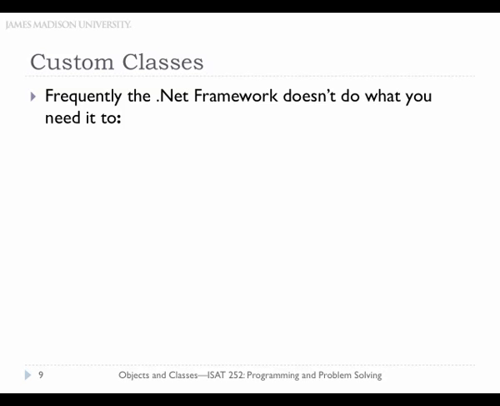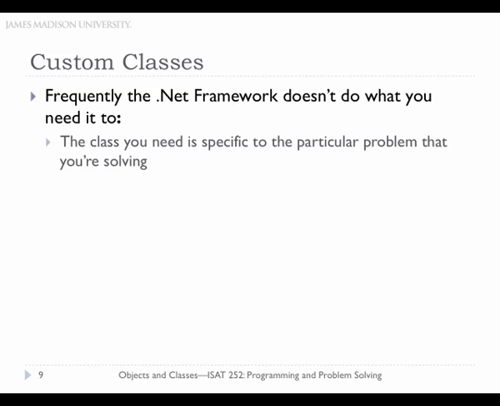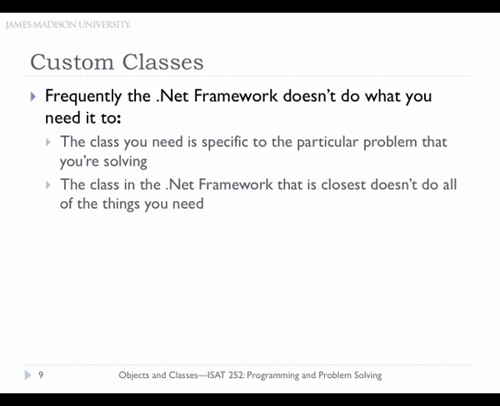Okay, so what do you do when the .NET framework doesn't do what you need it to? This is going to happen when the class you need is specific to a particular problem that you're solving. So, in the example we're going to do later, the currency converter, we're going to build a currency class because there's not one in the .NET framework, at least that I found, that does exactly what we want it to do. The other case when you might need to write your own custom classes is there is a class in the .NET framework that's pretty close to what you want it to do, but it doesn't do everything that you want to do, and so you're going to want to write your own class.